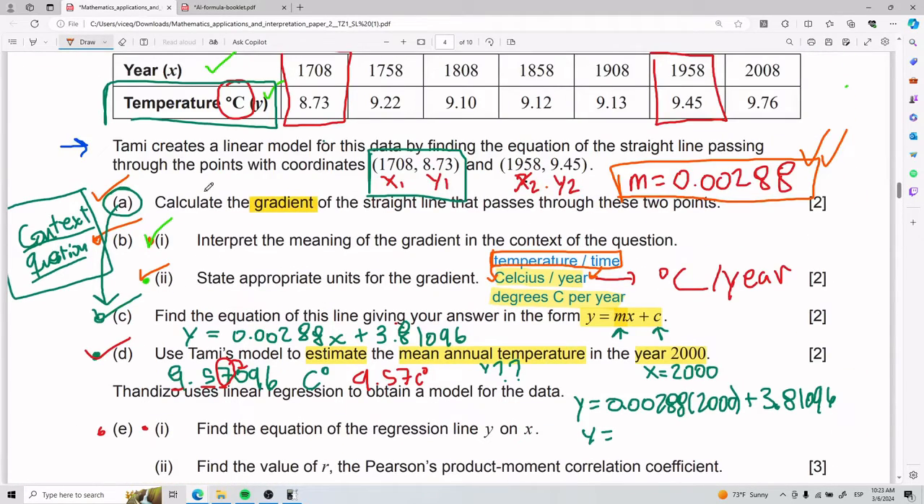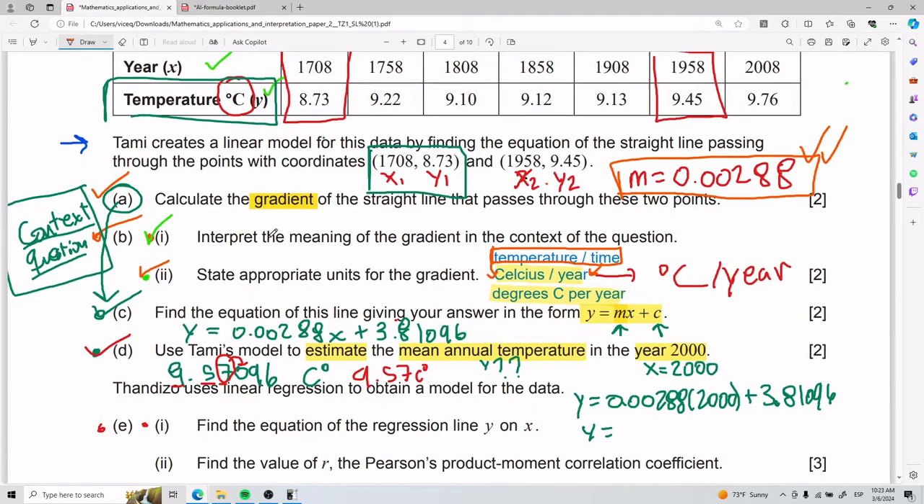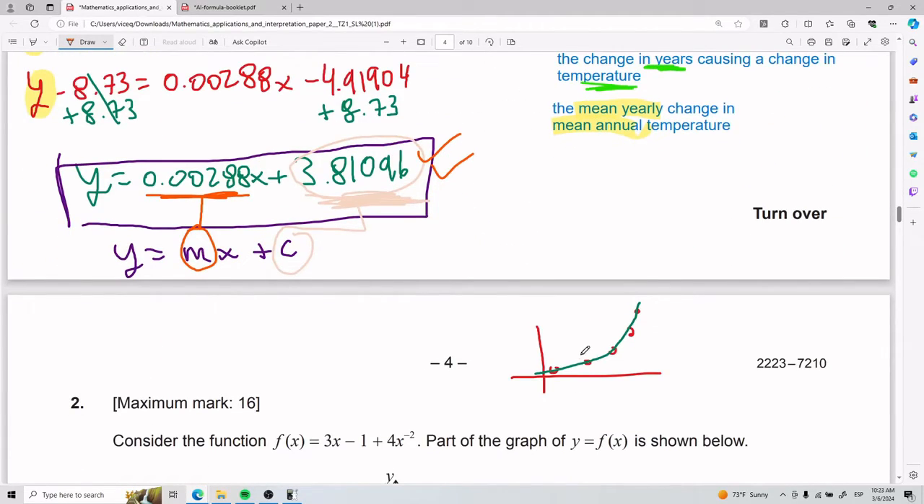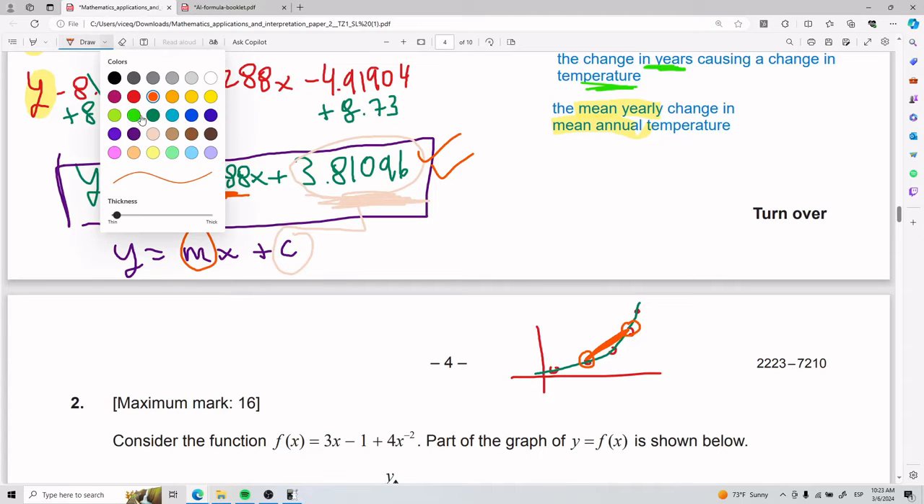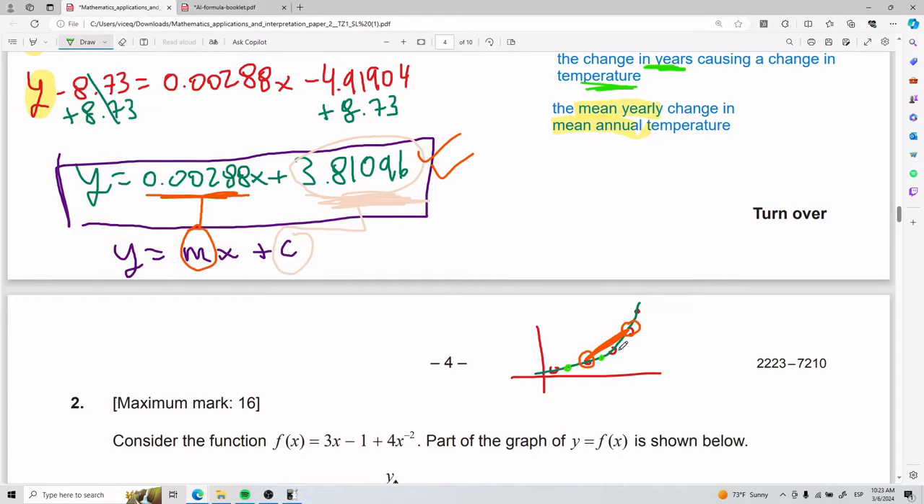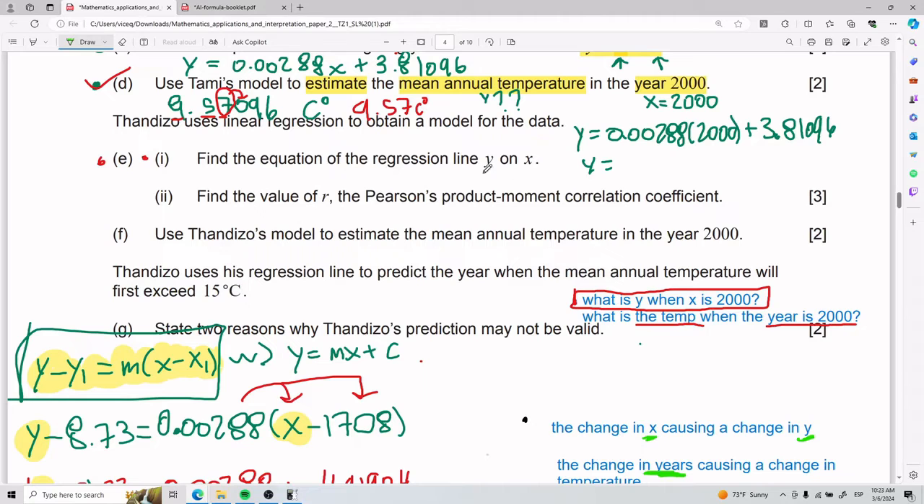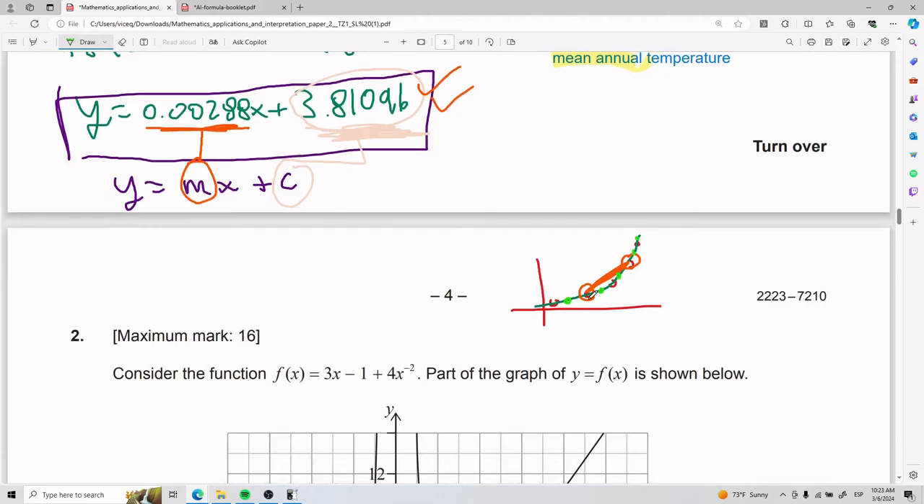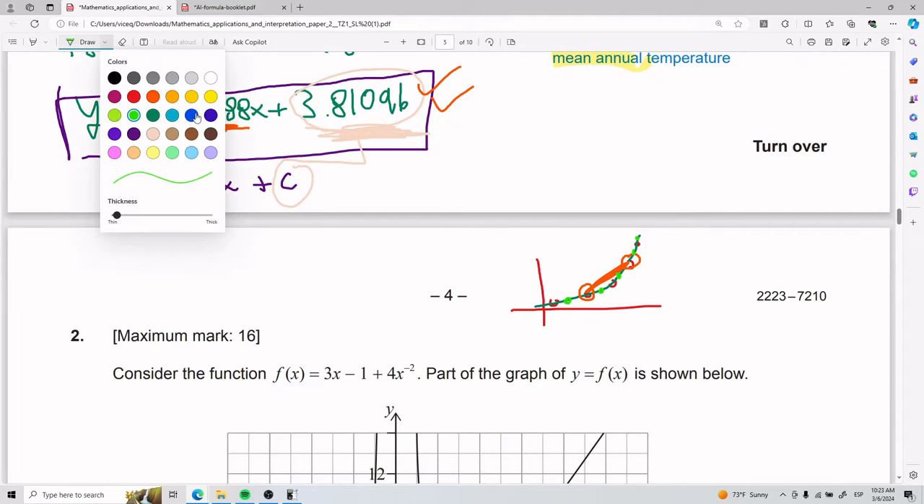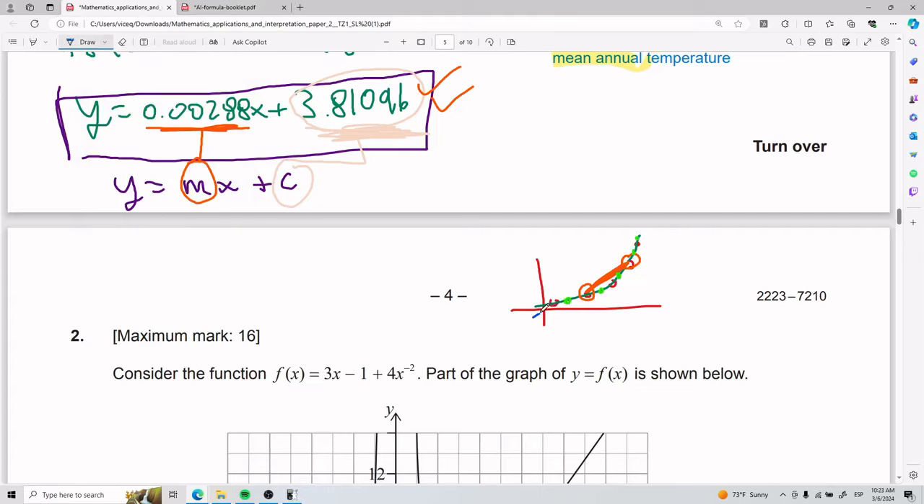So here's the thing. What Tami did, from parts A to D, was find the equation of the straight line from here to here. And what Thandizo is going to try to do is take all these different points, everything in between, and find what we call the regression line. Just very intuitively, the regression line is sort of like the average of all these points. If you draw a line through the average of all these points, it would probably cut like that. It's a little bit different than Tami's line, but that's the main idea.